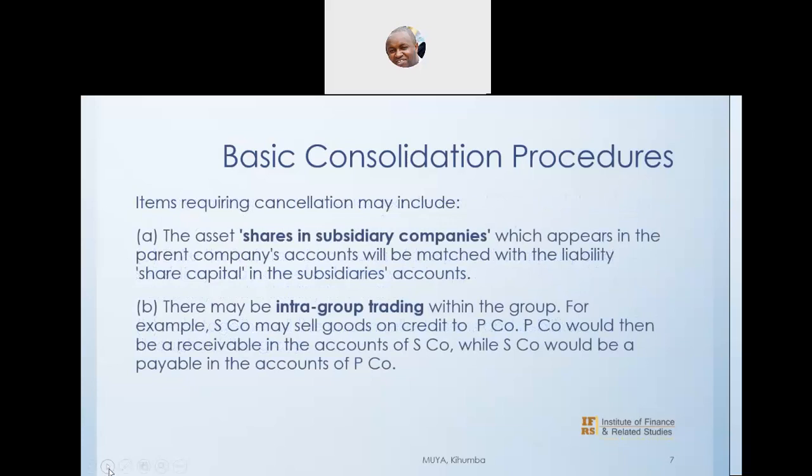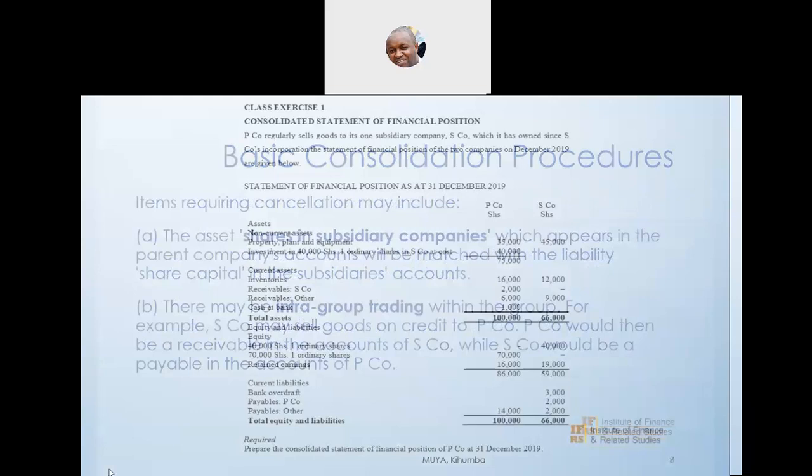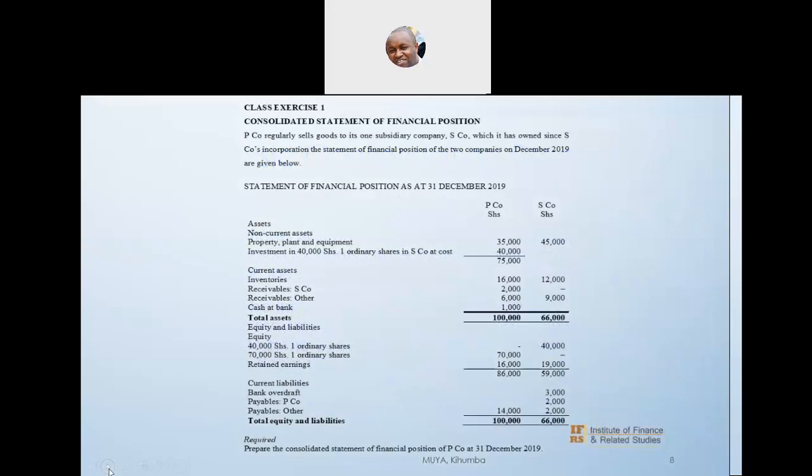And then if there is any intra-group trading within the group, then we should eliminate that as well. And we've got an illustration here where if S sells goods on credit to the parent, the parent would have a payable in the account, and S would have a receivable. And these two intra-group items should be cancelled out against each other. We shall shortly see that in an example, which follows. Please take a minute and go over it.